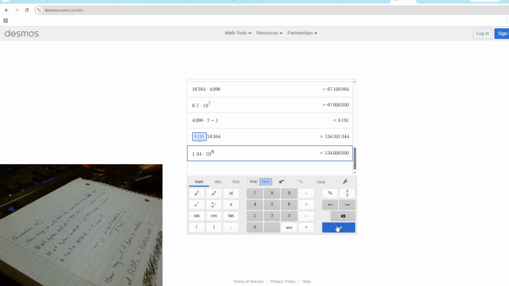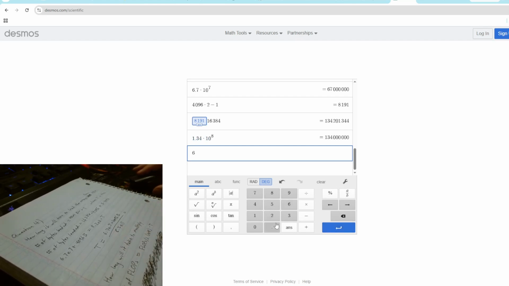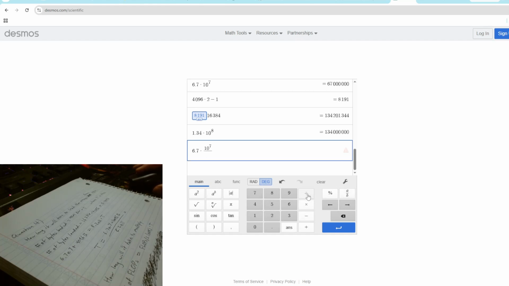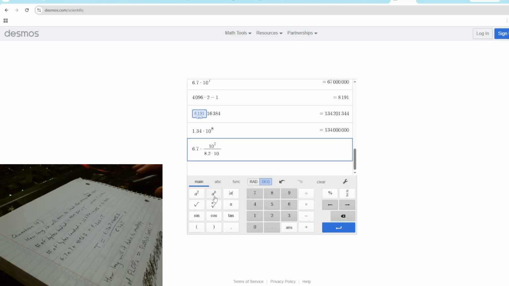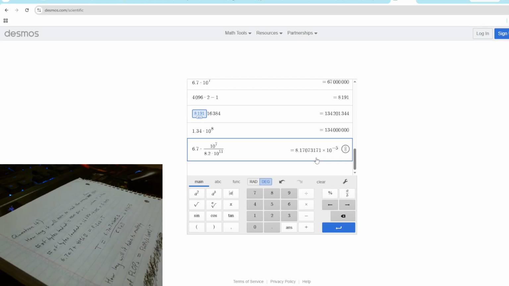Let's actually distribute this. So 6.7e to the 7, 6.7 times 10 to the 7, all divided by this denominator, 8.2 times 10 to the 11, which equals 8.17e negative 5, whatever. Hopefully the AI doesn't pick up that little thing.